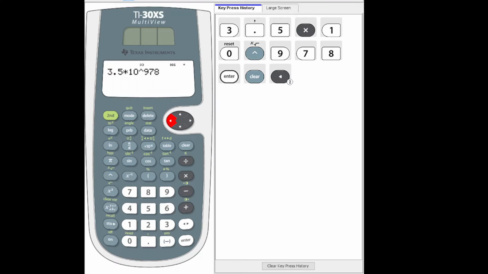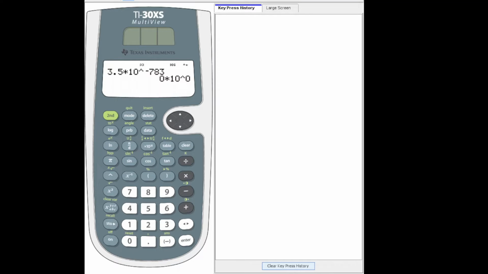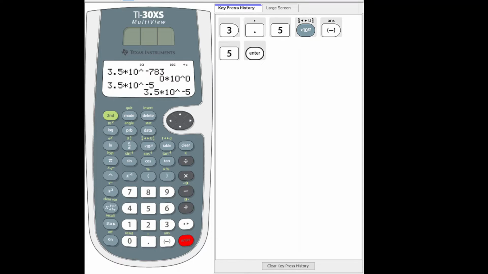Okay, so now let's try a power of -783. Notice how this time it gives us an answer of 0 because once again the calculator can't handle this number. This time it's too small. So let's try one more time. 3.5, and this time we're going to do times 10 to the power of -5. Enter. Now this time we got a proper answer. This is what we want.